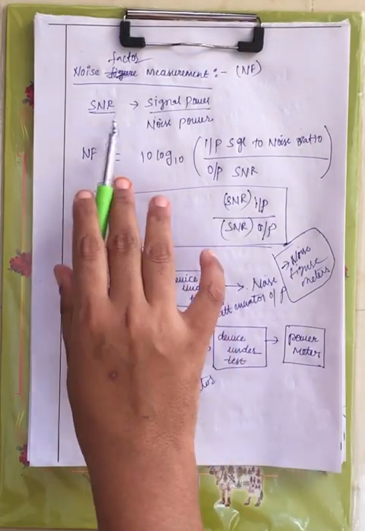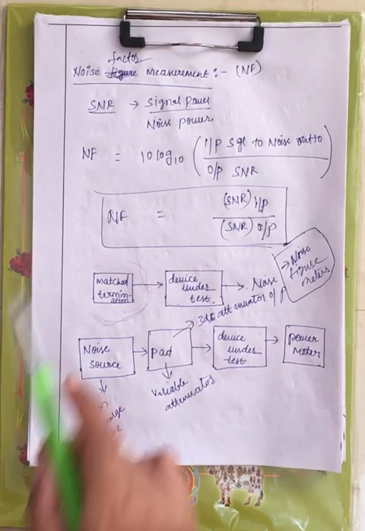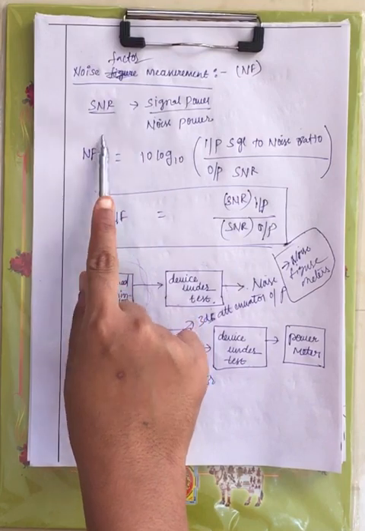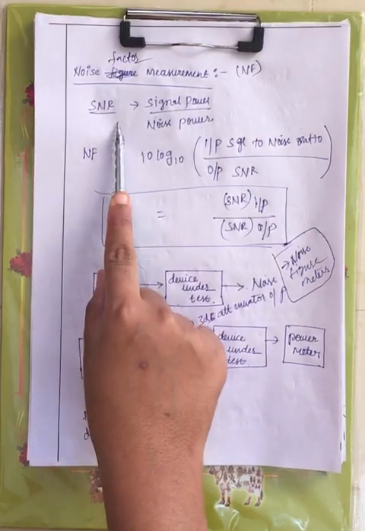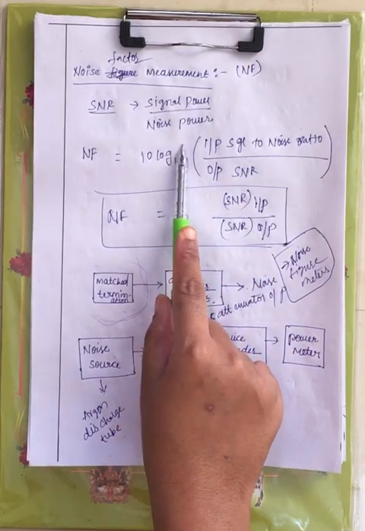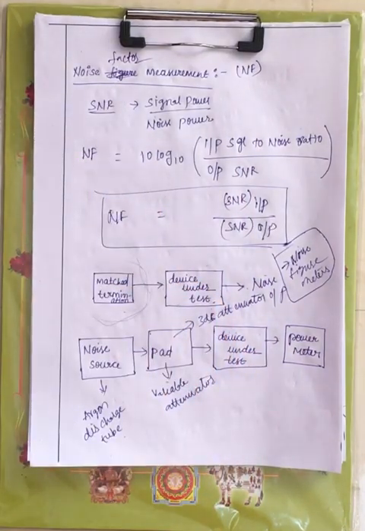Before that, you have to know this noise factor or noise figure is something you will observe in your communication system, right? Now what is SNR? SNR stands for signal to noise ratio, which is given by signal power to noise power, right? Now using this SNR only, you will calculate the noise factor or noise figure.